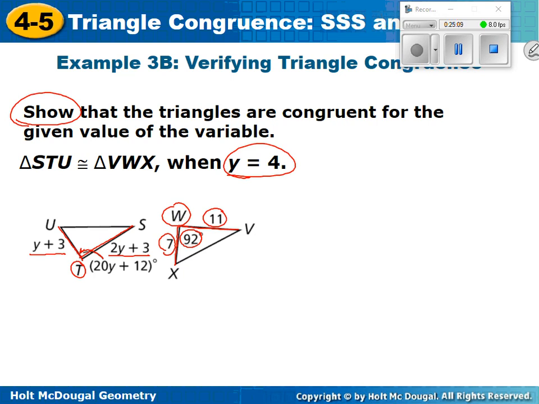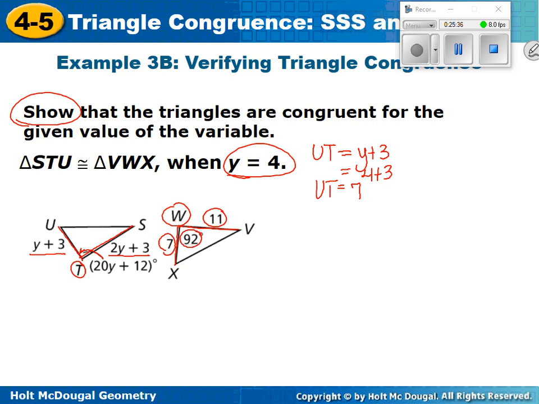So we'll start with trying to find one of our sides or angles. I'm going to go with UT first. Label what you're finding. Don't just put a bunch of numbers down on your paper or I'm not going to give you credit. UT is equal to y plus 3. Plug in the value of 4. So UT is equal to what? 7. Again, it's all about showing, so don't try to just jump down and write answers on your paper. You have to show your work.